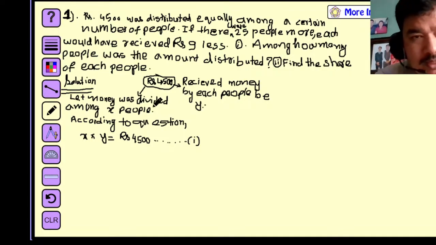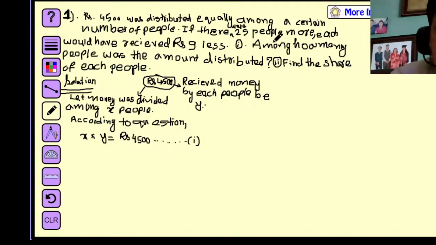And now it is telling clearly, if there were 25 people more, it means again there is another condition given here.